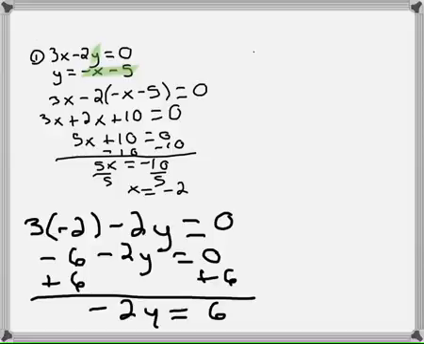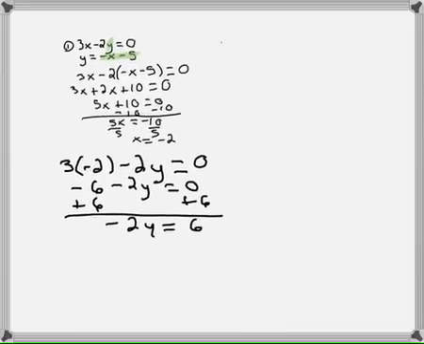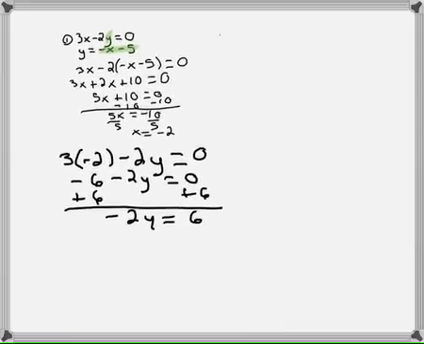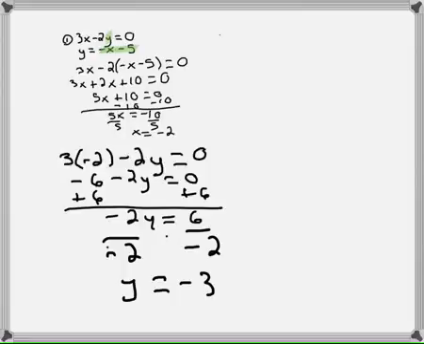I have to shrink my screen again. I still don't have y by itself. It's being multiplied by negative 2. What's the opposite of multiplying by negative 2? The answer is to divide by negative 2, and divide by negative 2 on this side as well. That's going to give me y equals negative 3. Therefore, my final answer is negative 2, negative 3. Write it as an ordered pair.